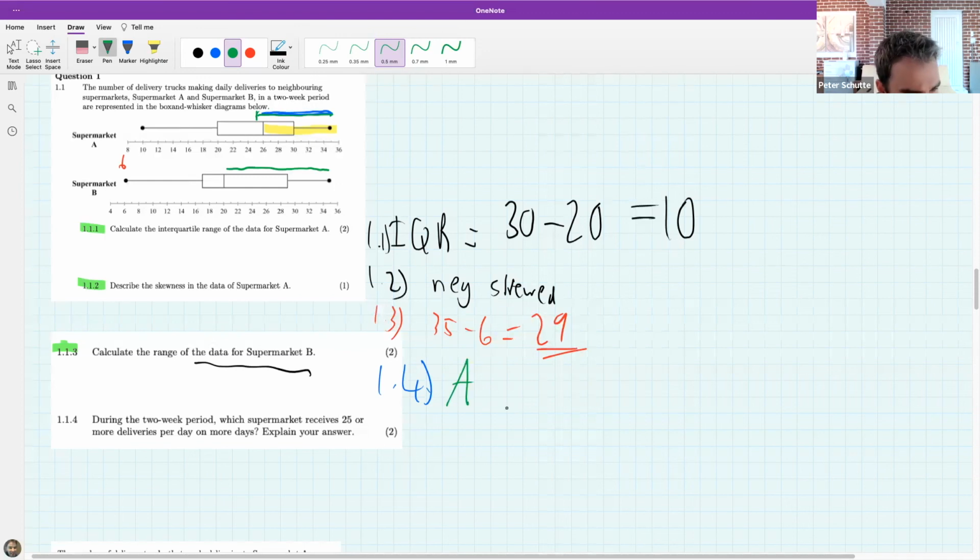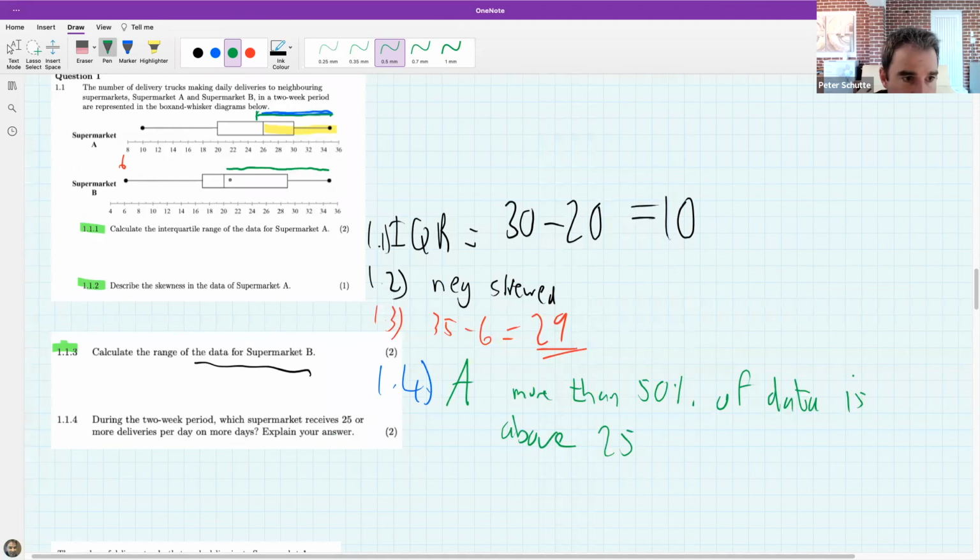I would say it is supermarket A, and we can say for the reason more than 50% of data is above 25. Whereas with supermarket B, you can see that its median is basically lower, right? It's at 20. And so 50% of the data is above 20, but it's not above 25 as the question was, or 25 or more deliveries. Okay, that's a bit of a toughie, but I hope that as we do more and more of these, those types of questions get a little bit easier.